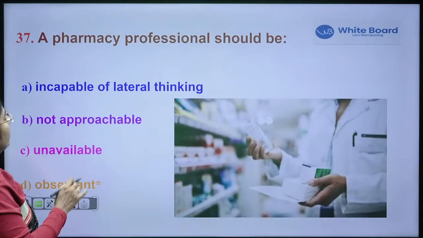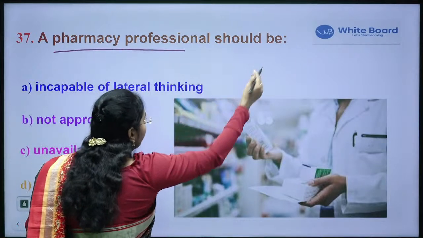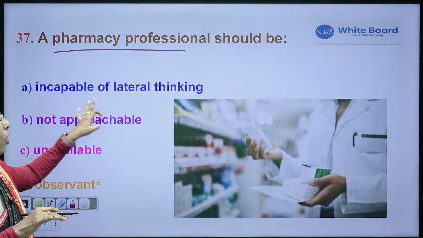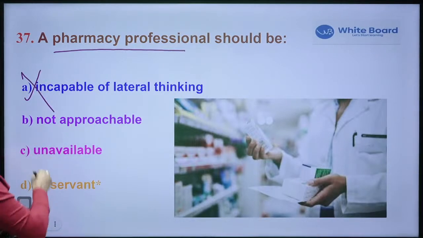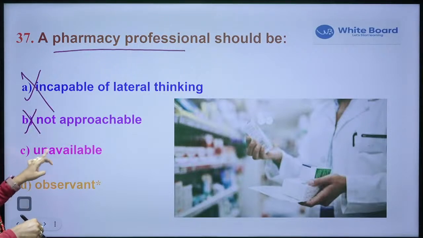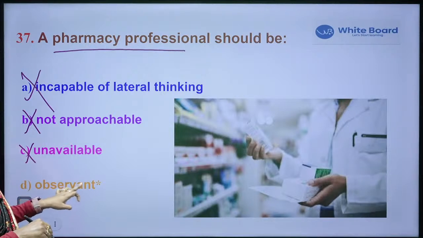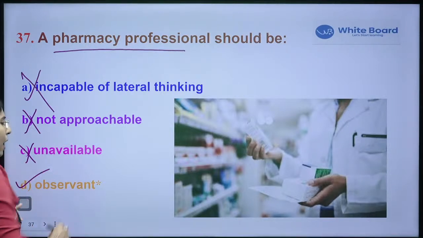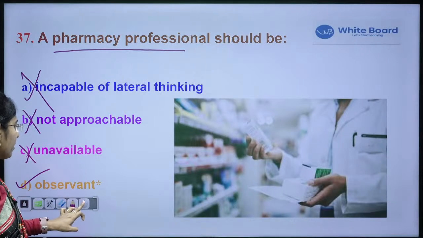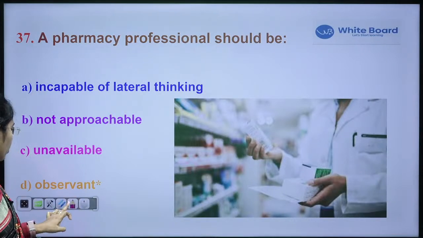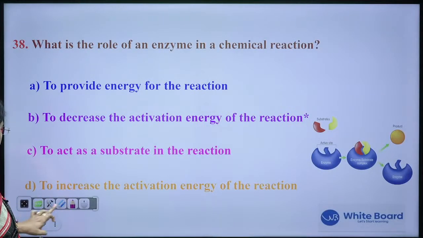Coming to the next question, how should a pharmacy professional be? Incapable of lateral thinking? No. Not approachable? No, this is also incorrect. Unavailable? No, he should be available anytime. Next, observant. Yes, he should be observant, and he should always be available as a front-line warrior in order to protect the people. Coming to the next question.